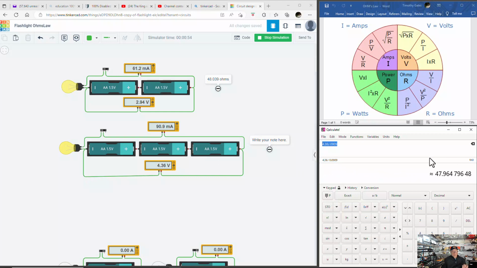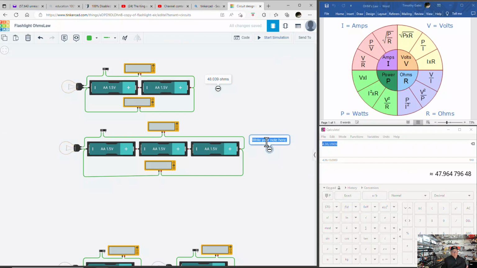So we do the equal and we get 47.96. We'll round it off to 5. So I'm going to stop the simulation because it won't let me add the note. 47.965. We don't need that many decimal places, but we did it. Okay, now what do you notice about those two?